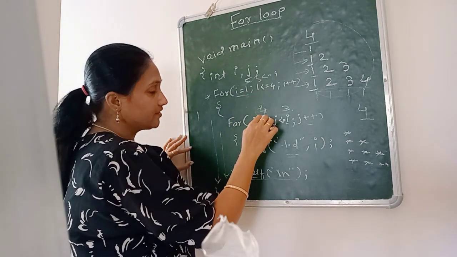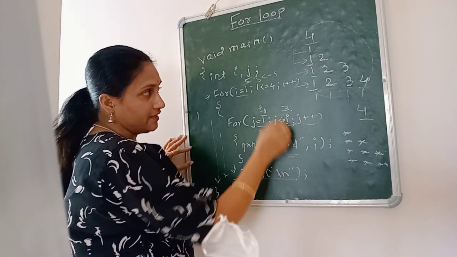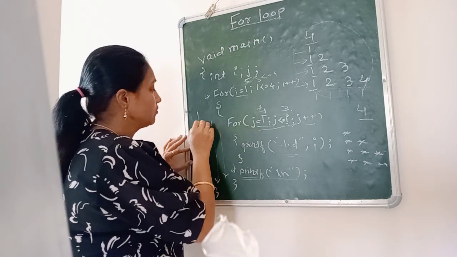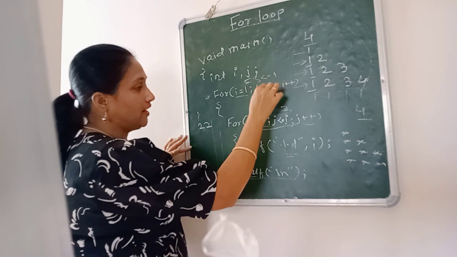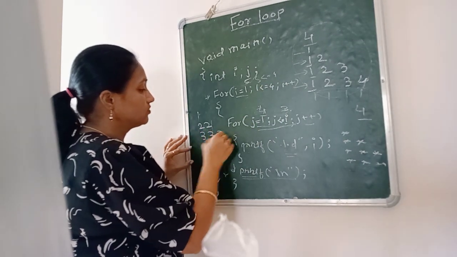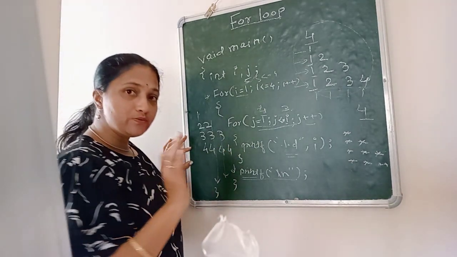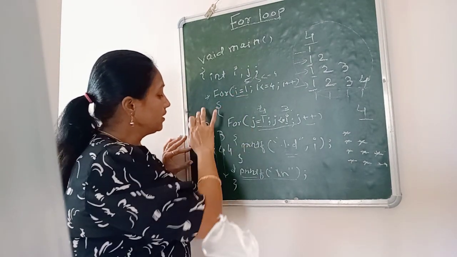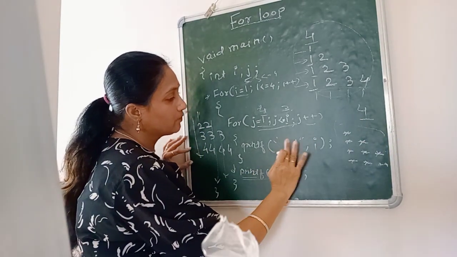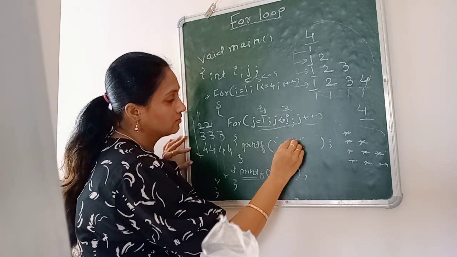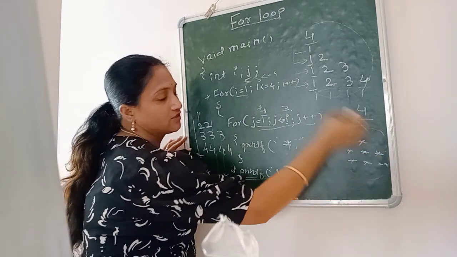For the second iteration, this loop is going to execute 2 times, but i's value remains 1 only. So 1. Next time 2, 2, 2. Next time i's value 3, 3, 3. Next i's value 4. The number of times the loop is executed will be the same, but you are getting the output in different formats. Now to display a star, what to do? Simply remove this %d, remove this i. Simply write a star over there. And you are going to get this output.